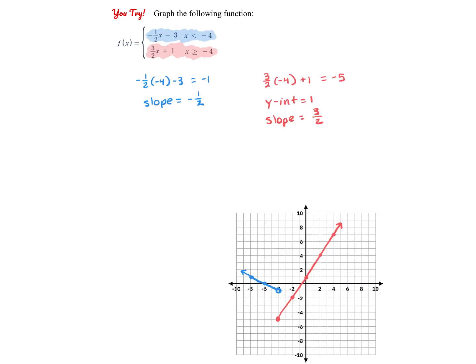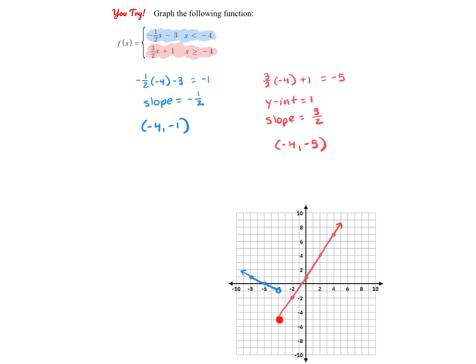All right, go ahead and check. You should here have an open coordinate at negative 4, negative 1. Let me write that coordinate down, negative 4, negative 1. That's the endpoint for this piece of our graph. And again, it should be an open coordinate. And then you should have a closed coordinate at negative 4, negative 5, which you can see right here.